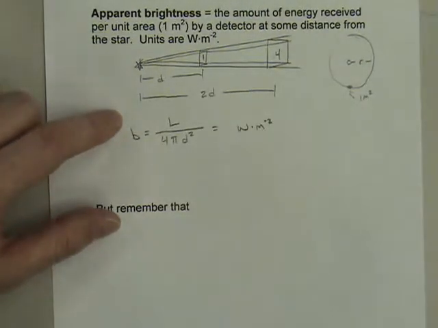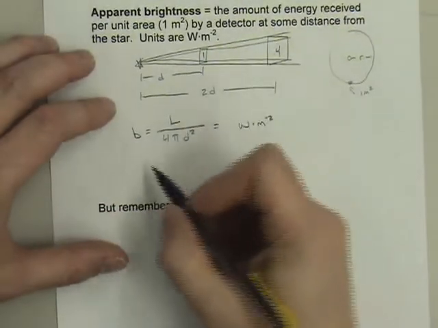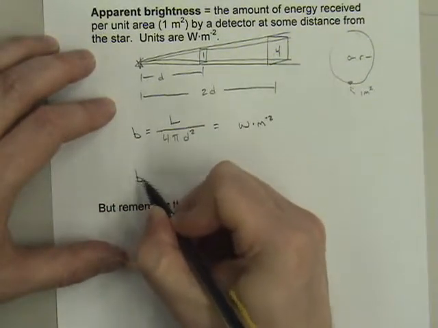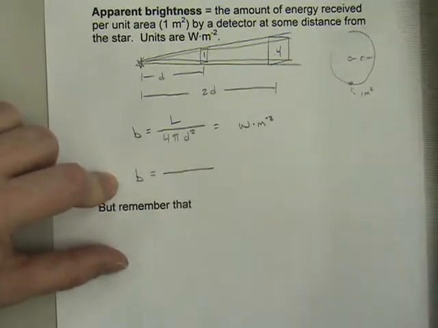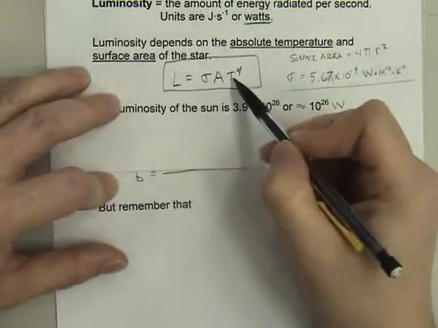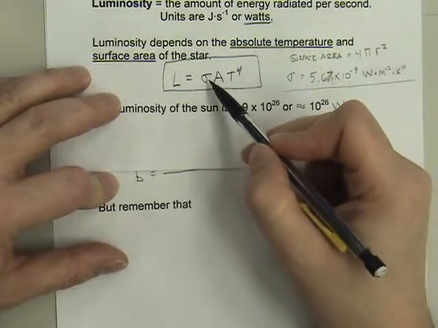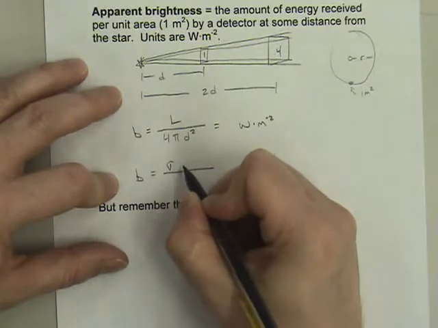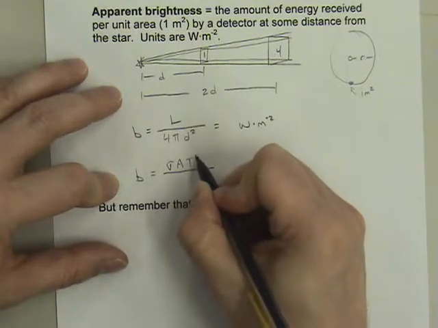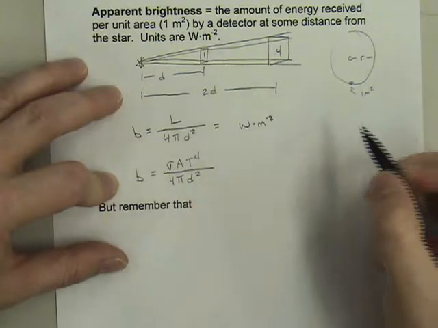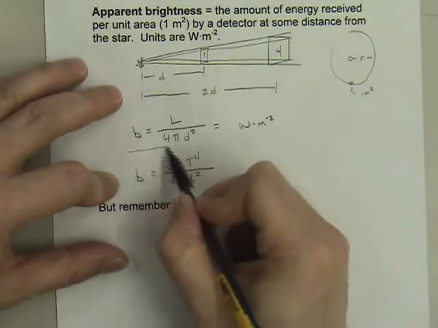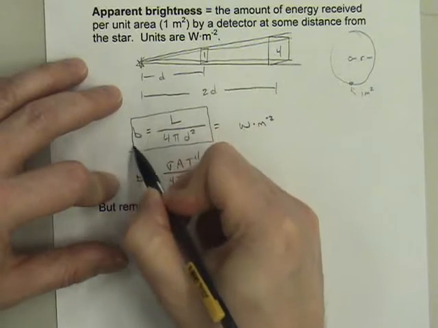Now, don't forget that we already have a formula for the luminosity, so that means I could write a more general formula for apparent brightness, and that is by combining together the luminosity of the star, which is sigma A T to the 4th, over 4 pi d squared. I get two formulas for the apparent brightness of a star.